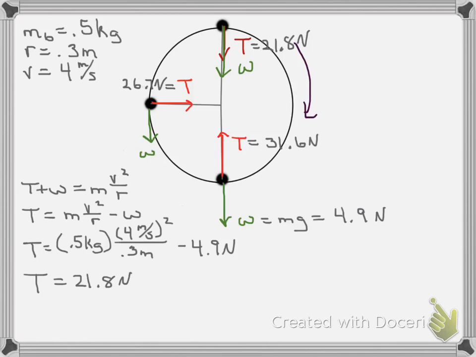So in this example, we see that the tension force is always a centripetal force. The weight force is a centripetal force at the bottom of the swing, where it's negative, and at the top of the swing, where it's positive, and that the value of the tension force varies if the ball is rotated in a circle at a constant velocity of 4 meters per second.